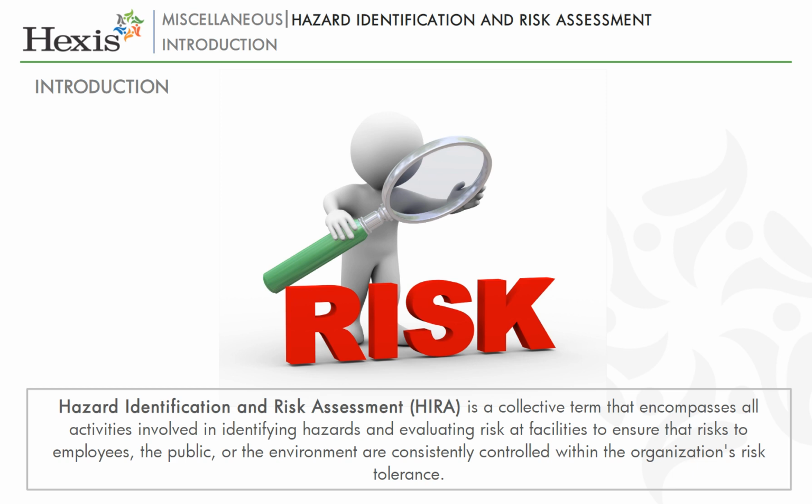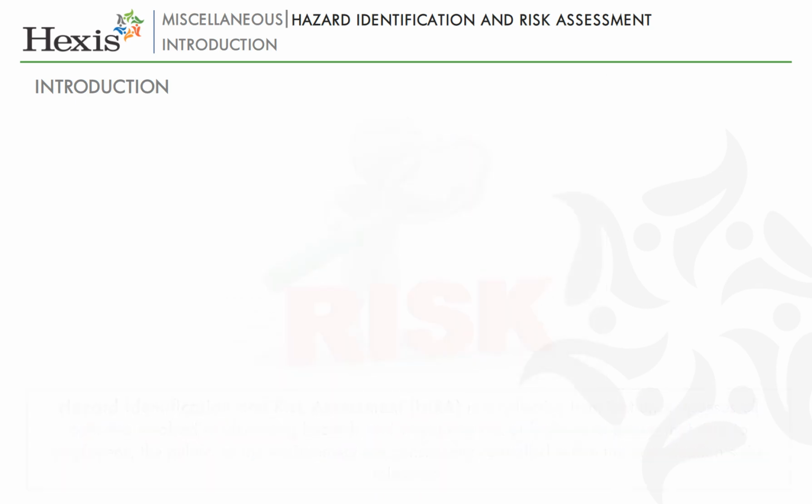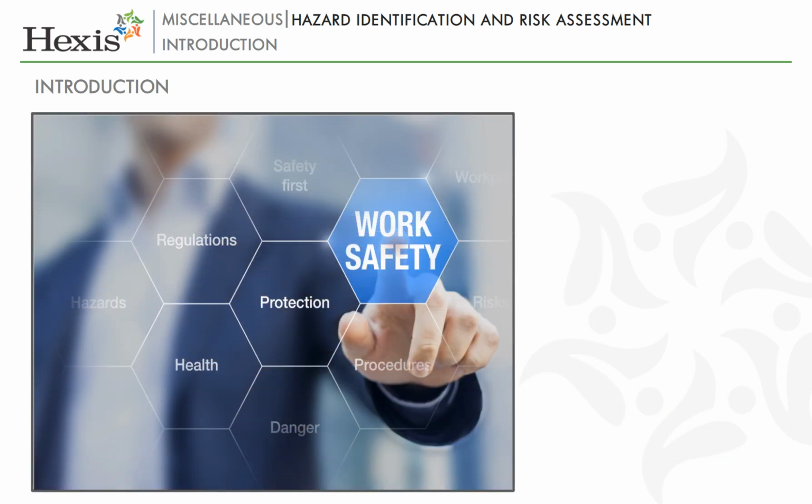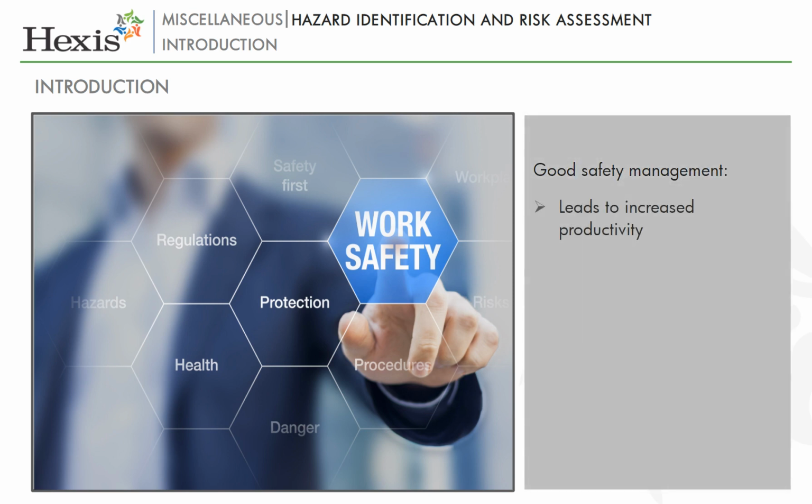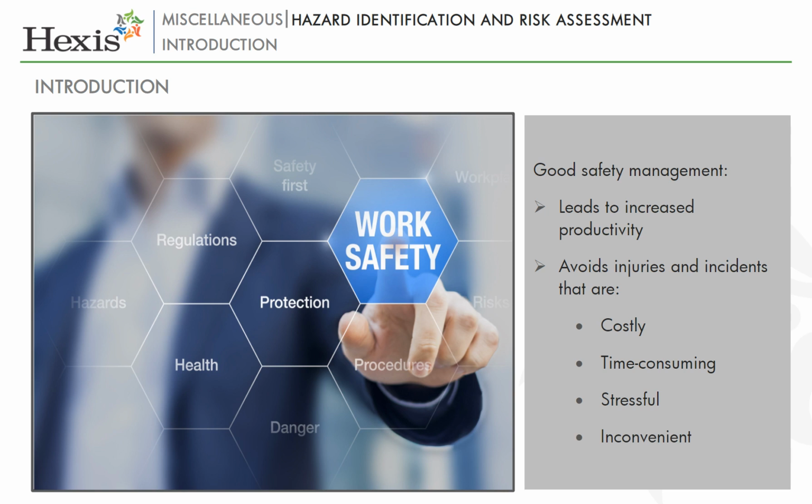These studies typically address three main risk questions to a level of detail commensurate with analysis objectives: life cycle stage, available information, and resources. Safety in any operation works best if the person or people in charge take a leading role in managing safety and health. Many business enterprises have proven that good safety management leads to increased productivity. By having a good safety management program, one can avoid not only injuries but also other incidents that are costly, time-consuming, stressful, and inconvenient, which makes good economic sense.